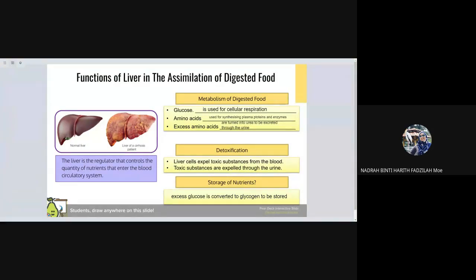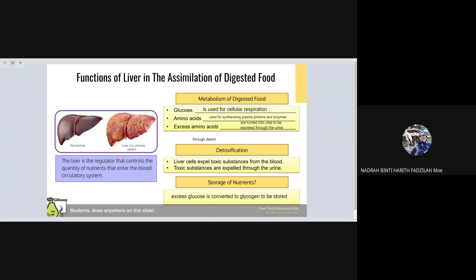Okay, once the liver identified a certain amount of excess amino acids, it will conduct deamination. Kena tulis nama proses tu ya. Excess amino acid will go through the deamination process to be converted into urea and excreted through urine. Nama proses untuk convert excess amino acid ni ialah deamination. At the end of deamination, amino acids have become urea, and then urea will be excreted through urine. So you must state the name of the process ya.